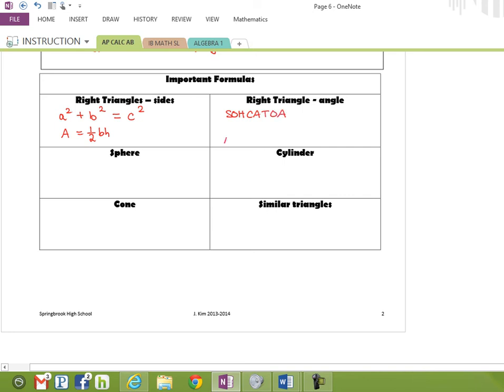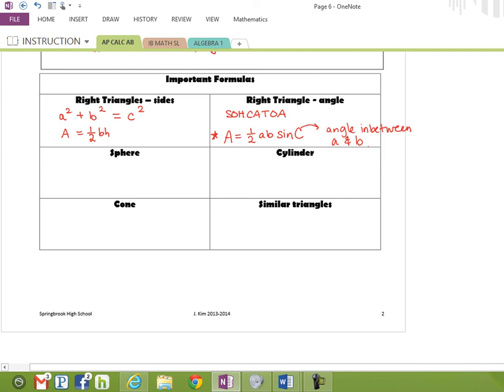Additionally, we could be looking at area, 1/2 AB times the sine of C. The C is the angle in between A and B. So that might be important. We've also used, and actually this says right triangle, and here this formula works for any triangle, I should have said.